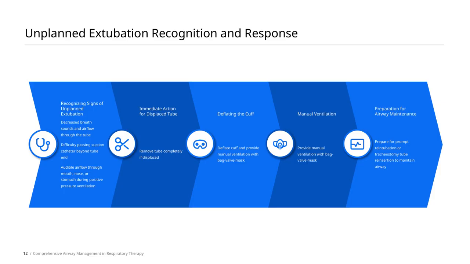Now, recognizing signs of unplanned extubation is crucial. Some key indicators include decreased breath sounds and reduced airflow through the tube, which suggests the tube may no longer be in the correct position. You might also notice difficulty passing a suction catheter beyond the tube end, indicating partial or complete dislodgement. Additionally, if you hear audible airflow through the mouth, nose, or stomach during positive pressure ventilation, these are signs that the airway is compromised or that the tube has been displaced. Being vigilant about these signs allows for rapid assessment and appropriate action, ensuring patient safety and effective airway management.